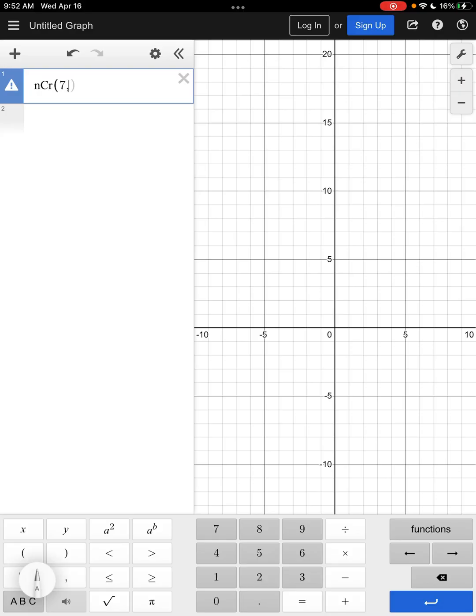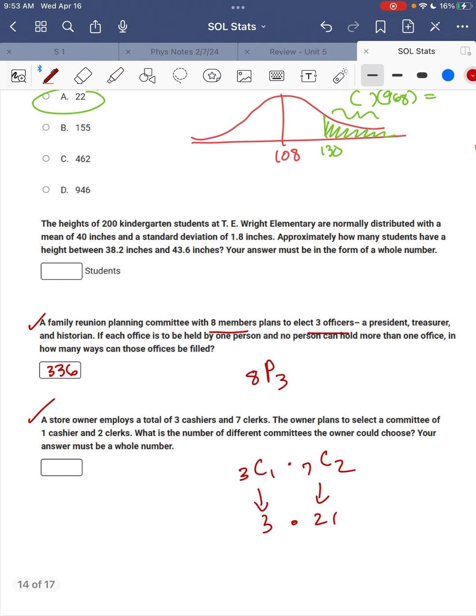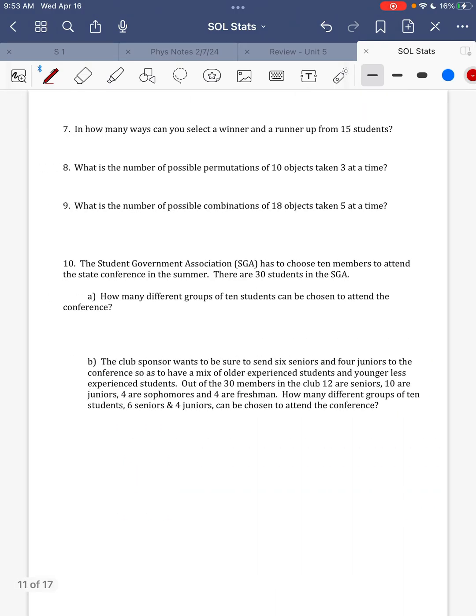I want 7, 2, 21. So I have 3 times 21. And if you didn't know that 3 choose 1 was 3, you just do that one also. But I get 63. So 63 ways this poor owner can choose a committee for this.